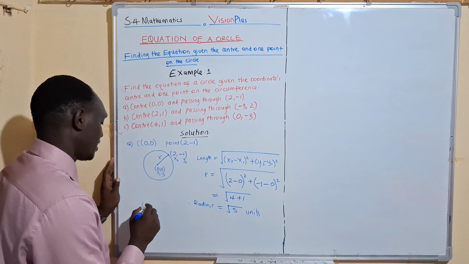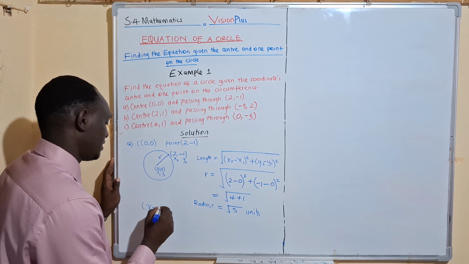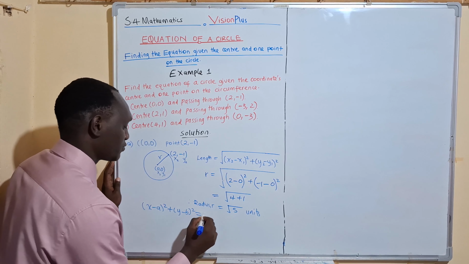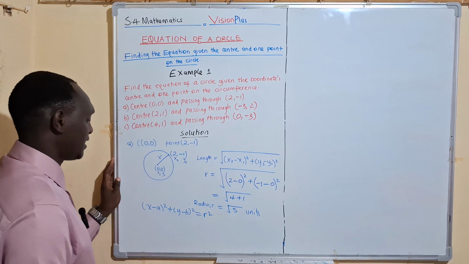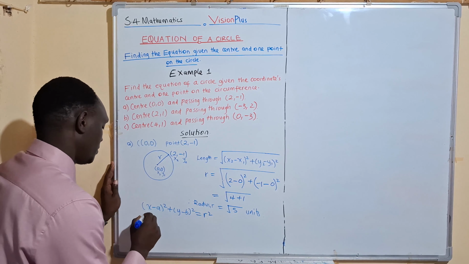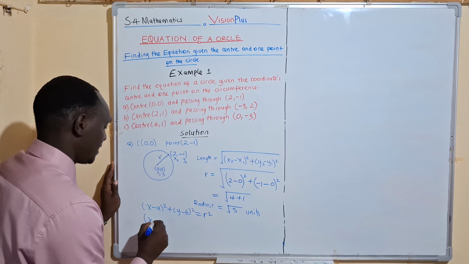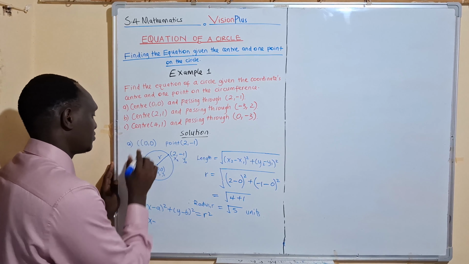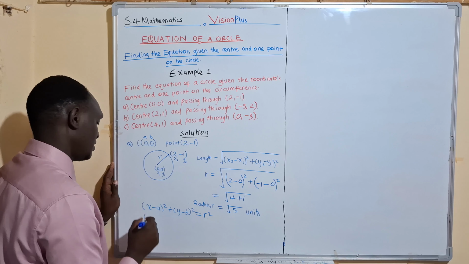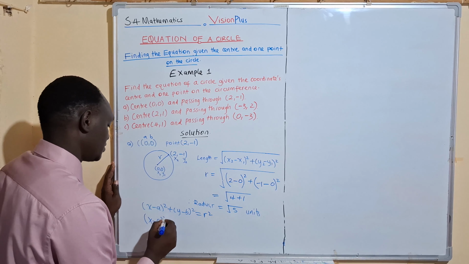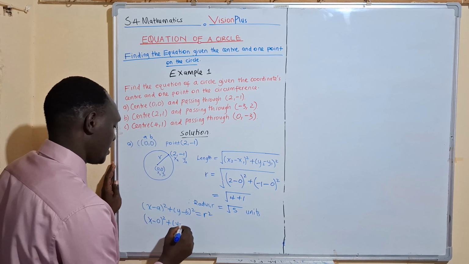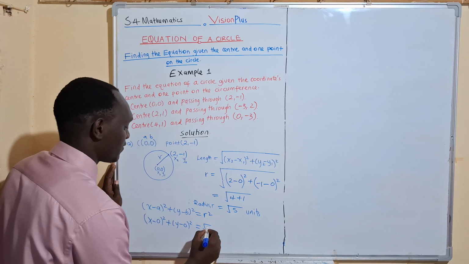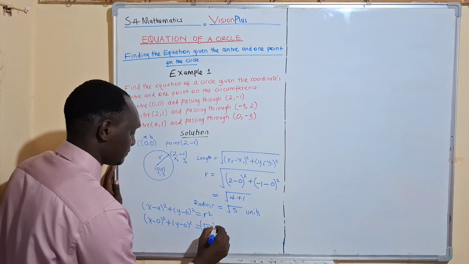So let me use the factorized form, which is given by x minus a squared plus y minus b squared equals r squared. Then I substitute x minus a. Remember the center is 0, 0. So this is a, this is b. So minus a, which is 0, squared, plus y minus b, which is also 0, squared, equals r, which is root of 5, but we are squaring it.